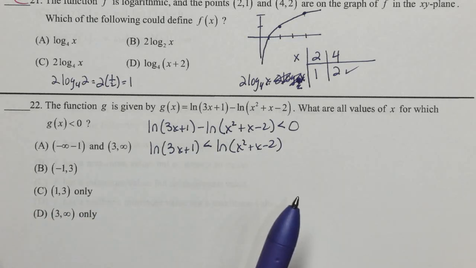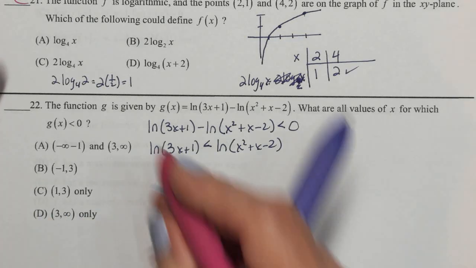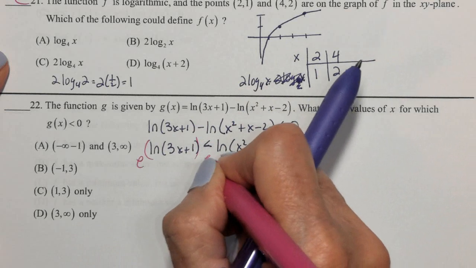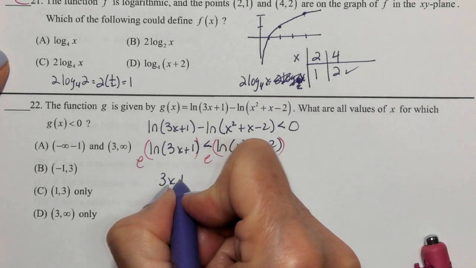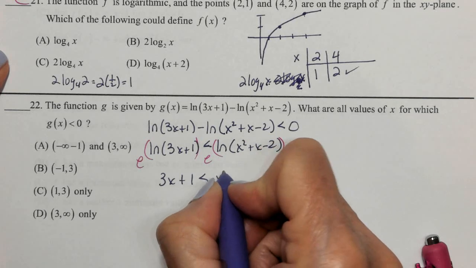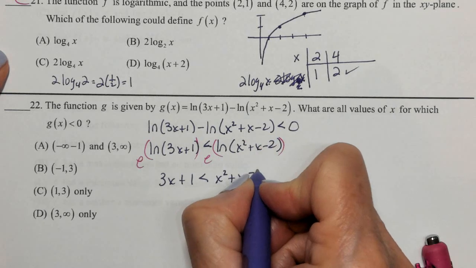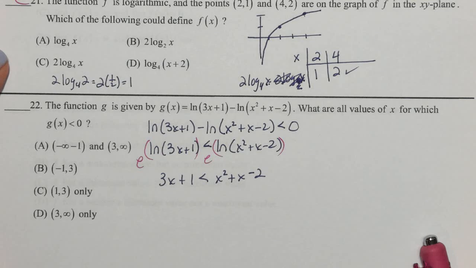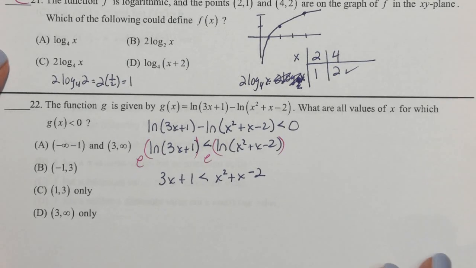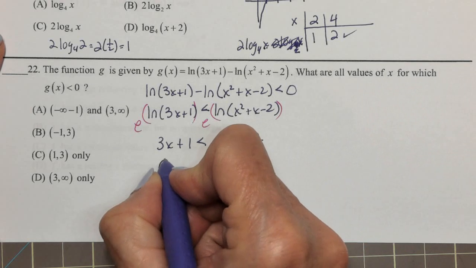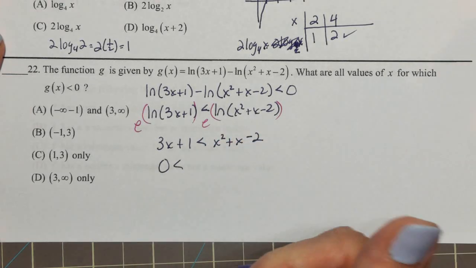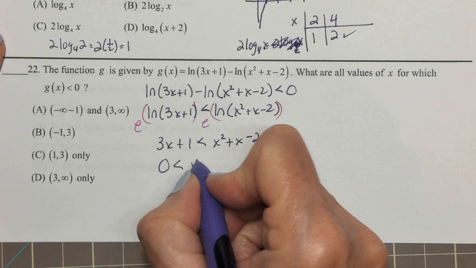If that is true, if we take e to both sides, we just set our arguments less than. 3x plus 1 must be less than x squared plus x minus 2. This looks way better. Now I'm going to get 0 on one side. I'm going to move it over to the right because the x squared is positive over there.